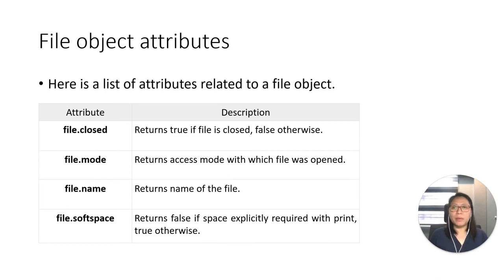So the file object has attributes related to it. Here are some examples. The dot closed, which returns true if the file is closed, and false otherwise. The dot mode, which returns the access mode with which the file was opened. So that's whether it's W, R, or A. And then dot name, which returns the name of the file that has been opened, and dot softspace, which returns false if space is explicitly required with print, true otherwise.